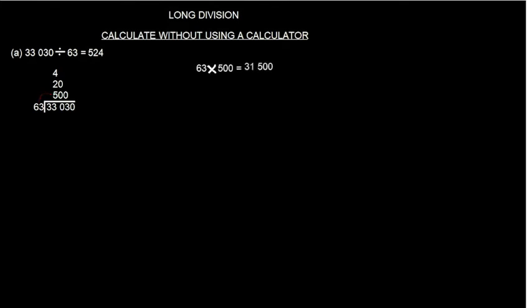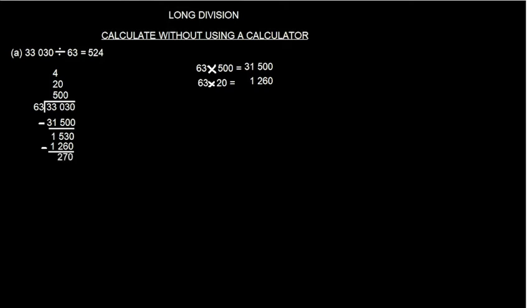Answer is equal to 31,500. I'm going to let 31,500 be negative. I'm going to subtract from 33,030 indeed. I'm just going to subtract. Then answer is 1,530. Then I'm going to multiply again. Answer is equal to 1,260. Then I'm going to let 1,260 be negative. Then I'm going to subtract.